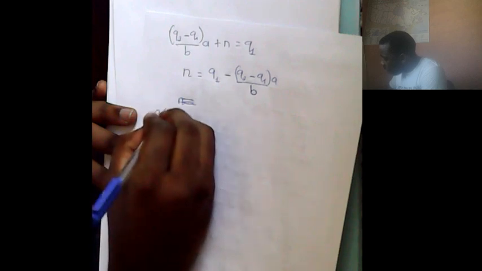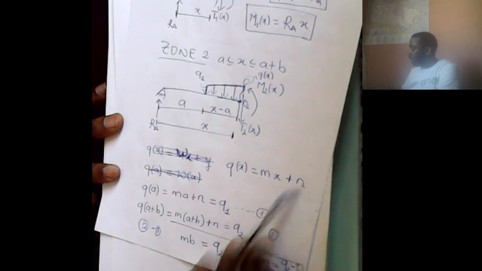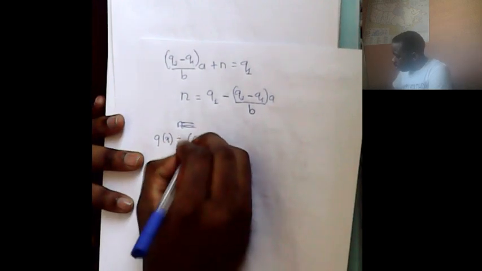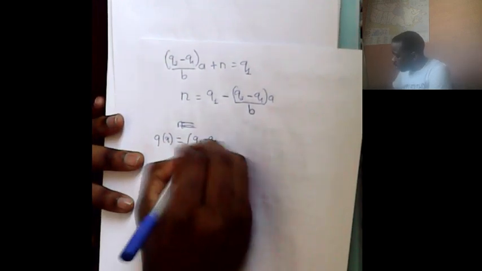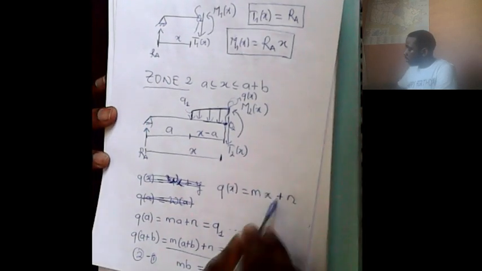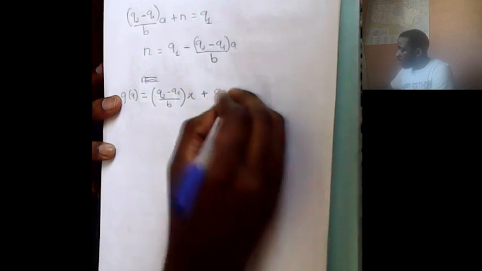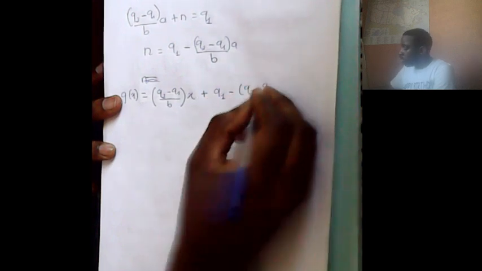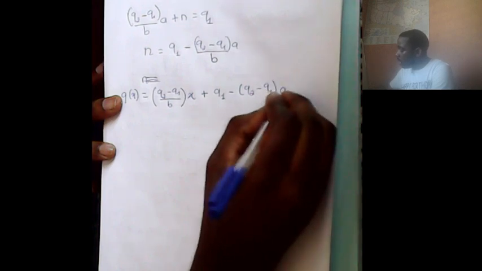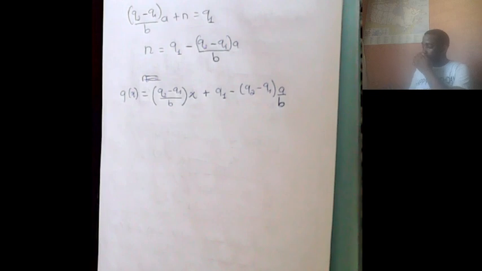Any one is correct. So at the end of the day, I'll have my Q of X to be equal to MX plus N, right? I have the value of M, so it will be Q2 minus Q1, all that divided by B, all that times X, and then plus N, which is plus Q1 minus (Q2 minus Q1) A on B.